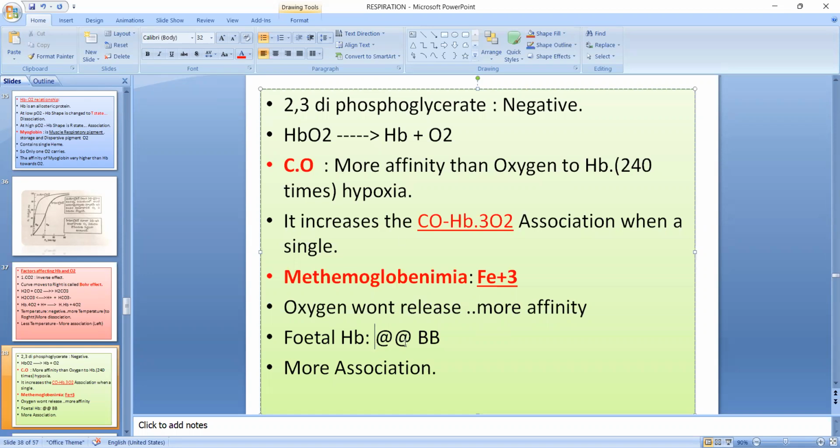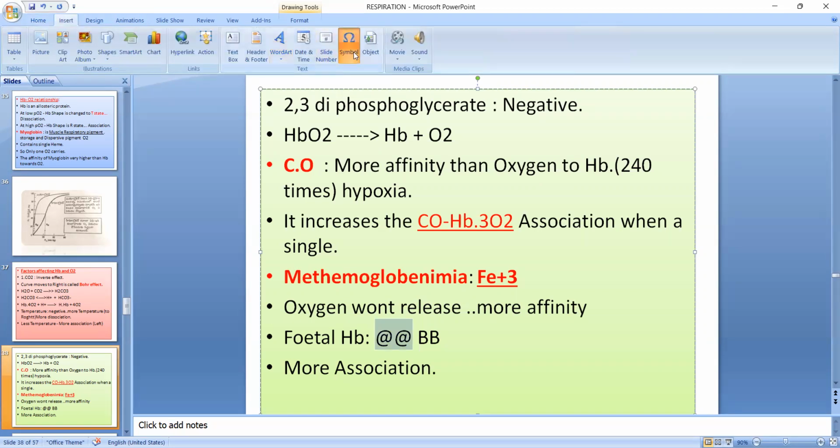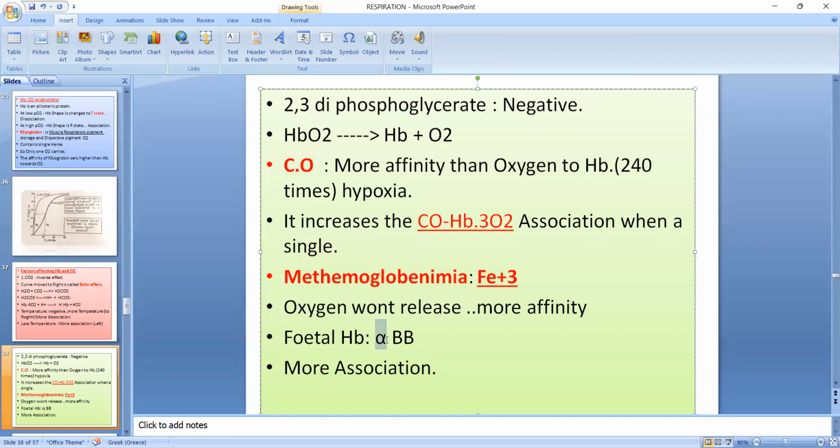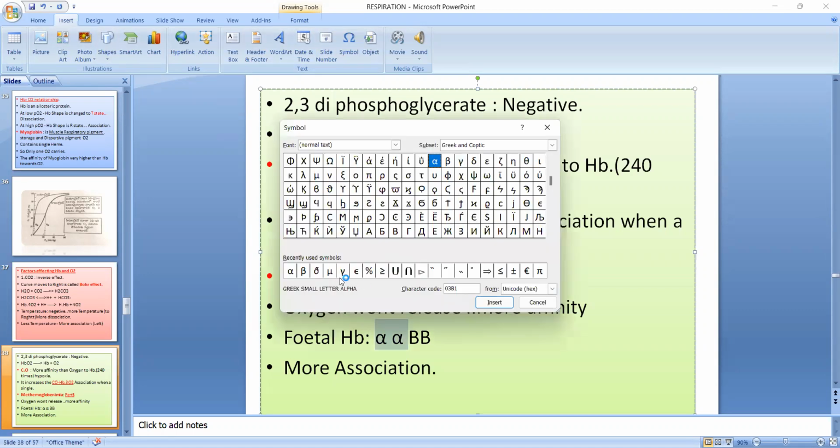అండ్ ఫీటల్ హీమోగ్లోబిన్. ఓకే. అల్ఫా కాదు ఇది. ఫీటల్ హీమోగ్లోబిన్ లో ఏముంటుంది అంటే గామా ఉంటుంది.